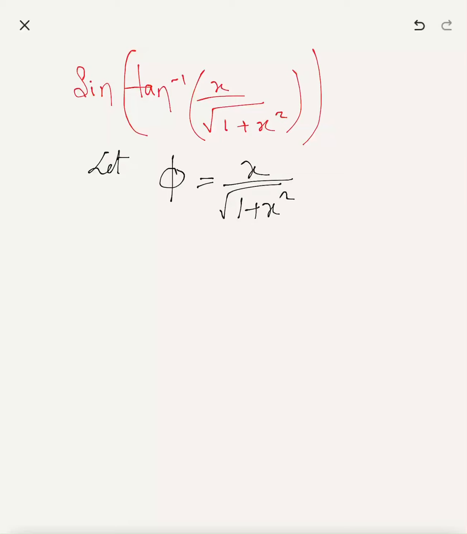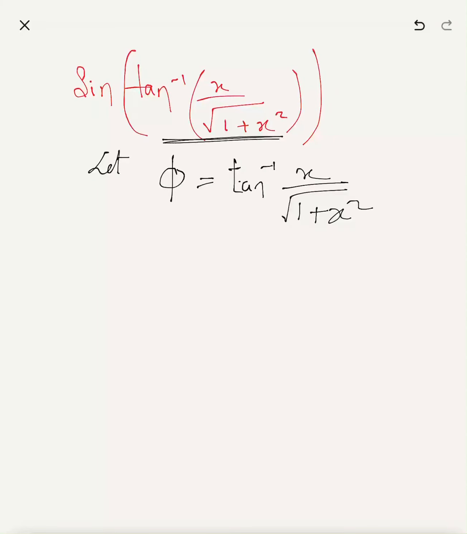Hold on, not only this expression, the whole inner function is, let phi equal to tan inverse x divided by under root 1 plus x square. The whole inner function we will take to be phi. So your tan comes on the right side. Tan of phi is equal to x divided by under root 1 plus x square. Now draw a right triangle.